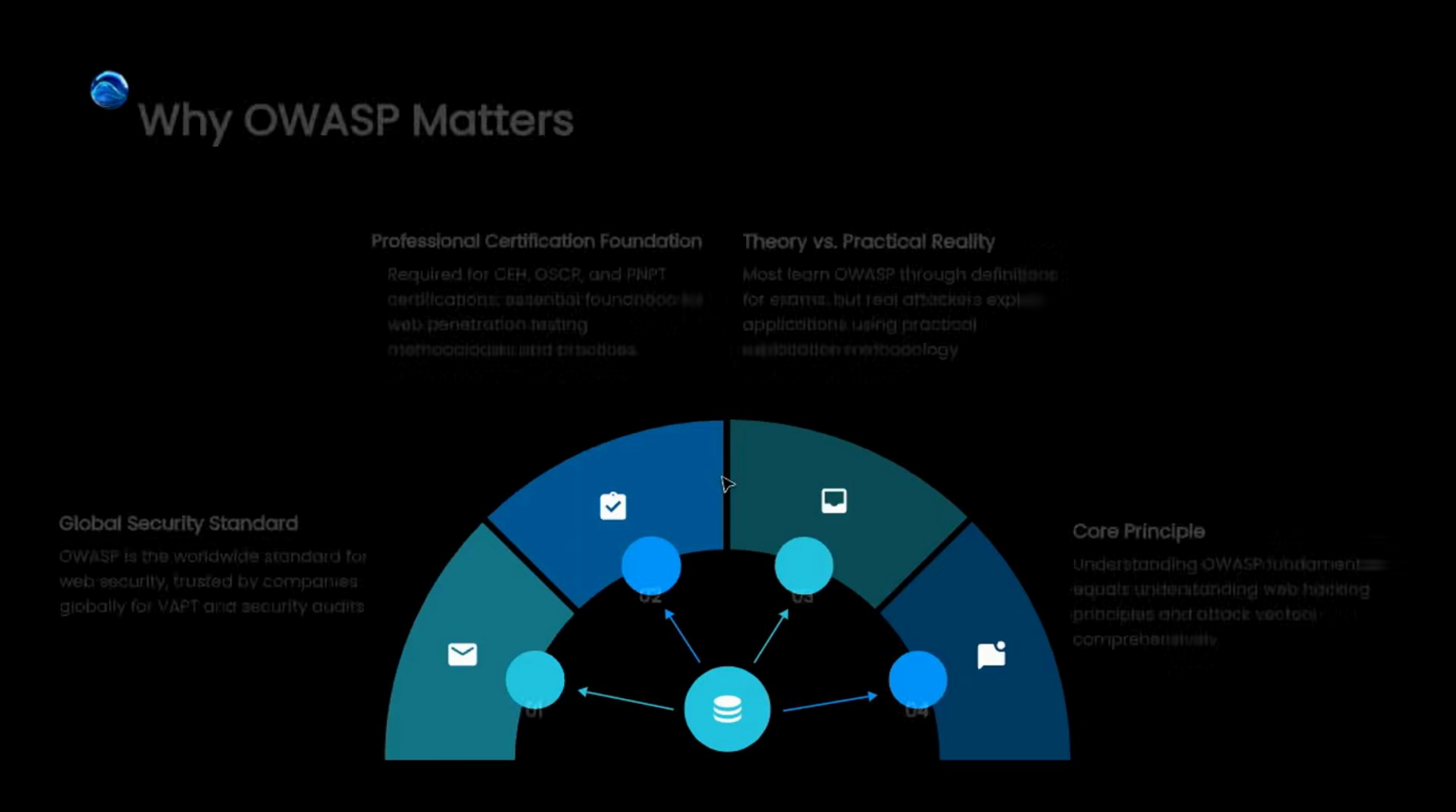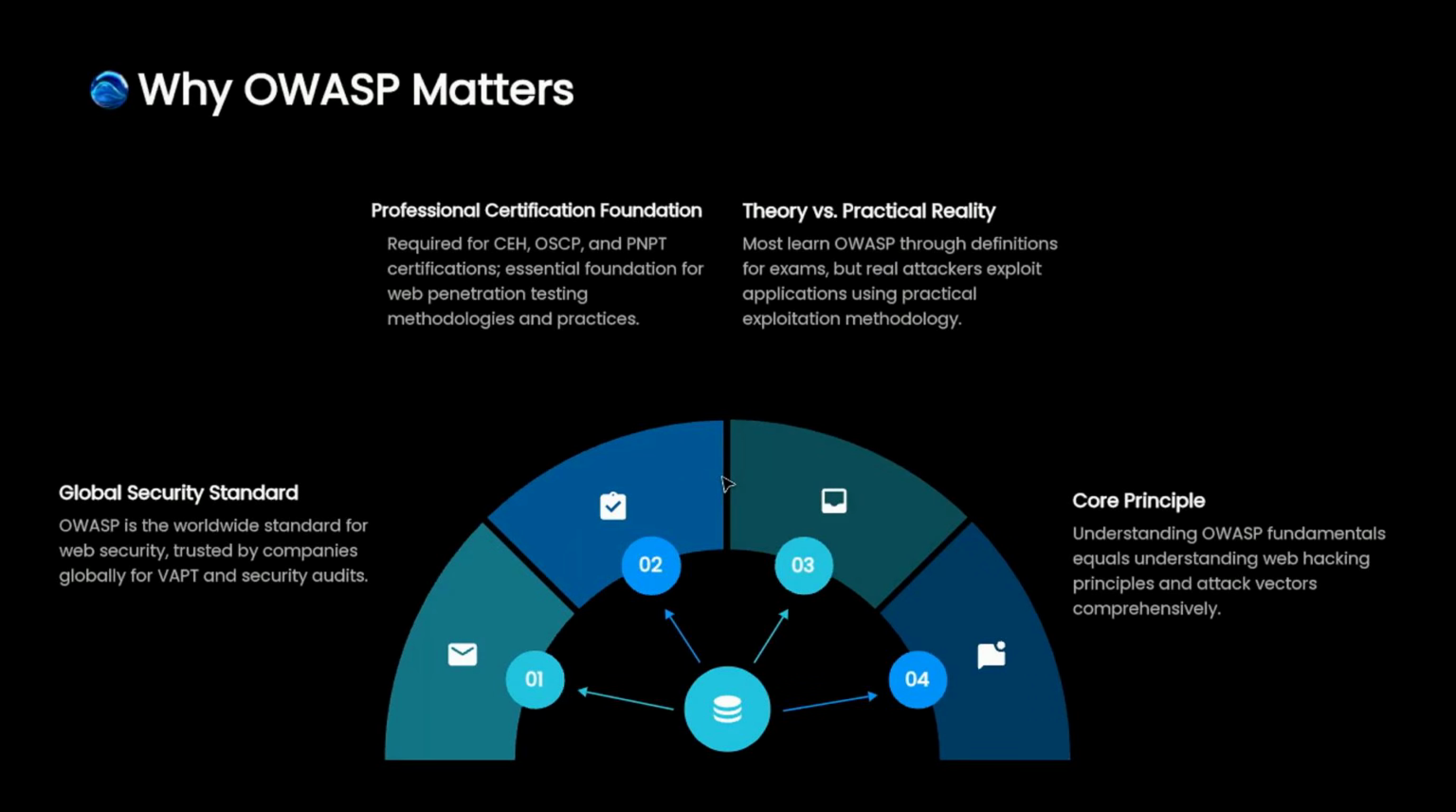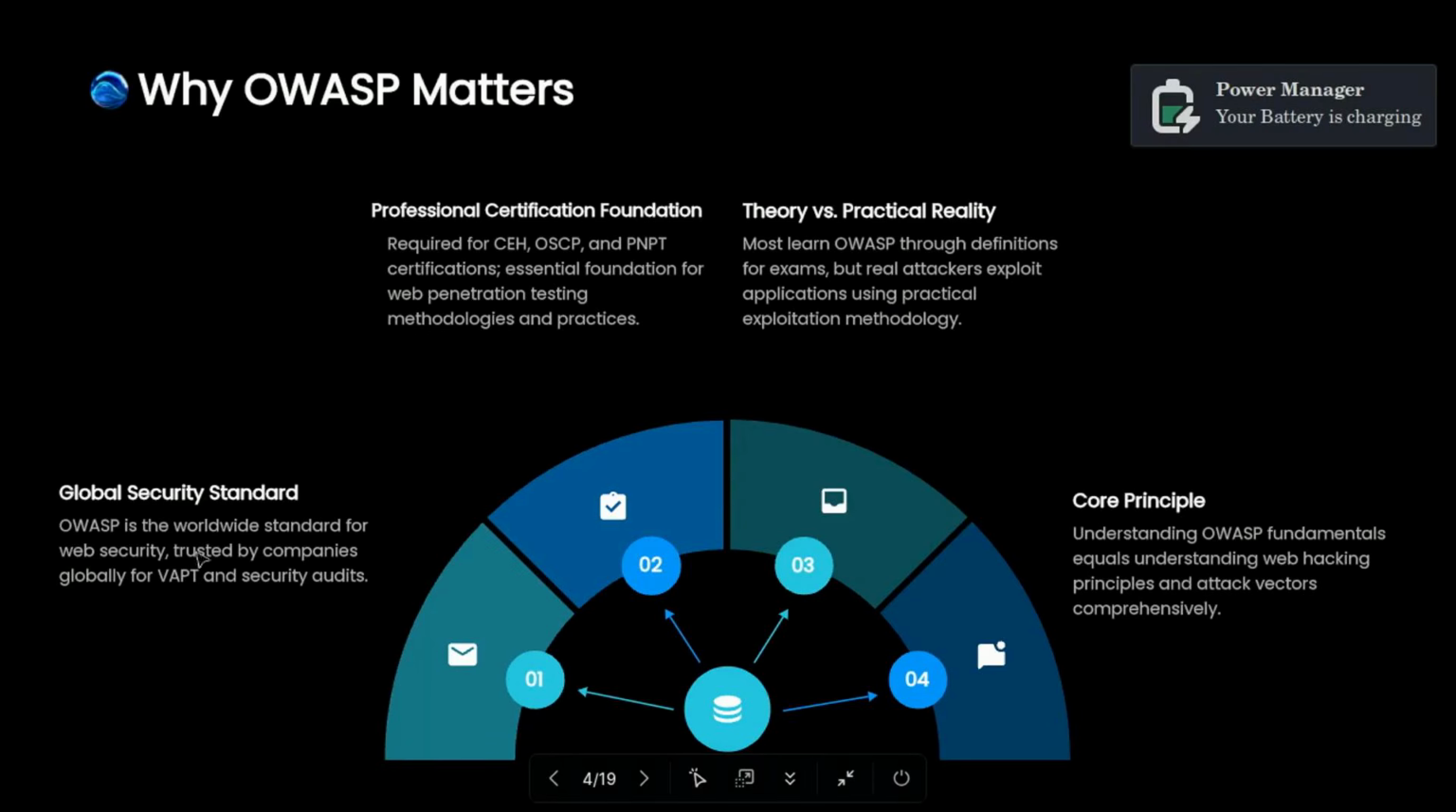So basically, what is OWASP Top 10 and why it matters. OWASP Top 10 is a global security standard. OWASP stands for Open Web Application Security Project. It is not just a list. It is a global web security standard used by top companies and followed in real VAPT assessments.